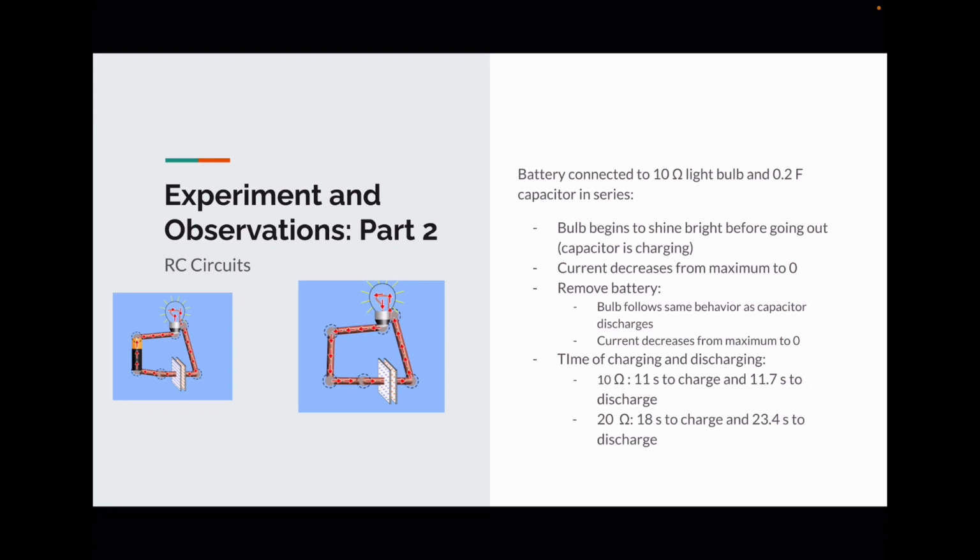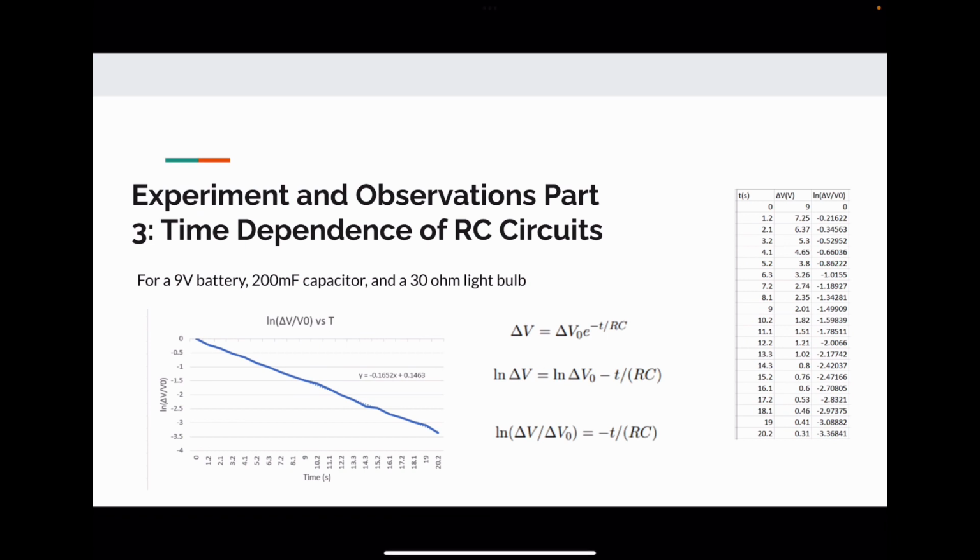The time for the capacitor to charge and discharge when connected in series with a 10 ohm resistor is 11 and 11.7 seconds. And the times for the capacitor to charge and discharge for the 20 ohm resistor are 18 and 23.4 seconds. In Part 3, the time dependence of RC circuits was observed. For a 9-volt battery, a 200 millifarad capacitor, and a 30-ohm light bulb, the potential difference was recorded at about 1-second intervals after the circuit was connected.